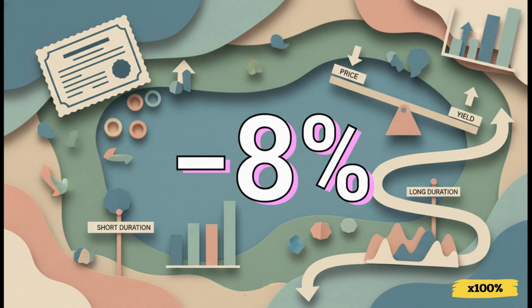For every 1% that interest rates change, a bond's price will move in the opposite direction by a percentage equal to its duration. So let's say your bond fund has an average duration of 8 years. If interest rates suddenly jump up by 1%, you can expect your fund to drop by about 8%. Ouch. And if rates went up 2%, you'd be looking at a painful 16% drop. The higher the duration, the bigger the price swing when rates move. That right there is the risk of holding bonds.